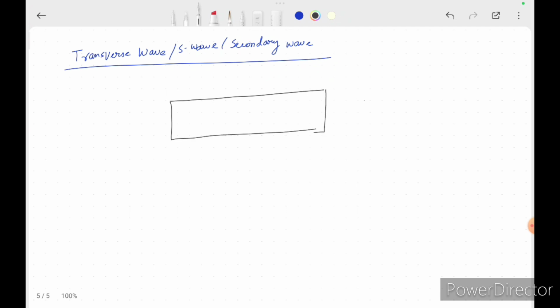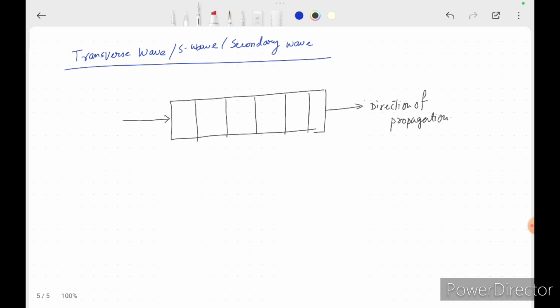Now we divide the medium into some blocks for understanding purposes. We just make some blocks. And this is the force acting on this section, and this is the direction of propagation of the seismic wave. Okay, so what actually happens in a transverse wave?